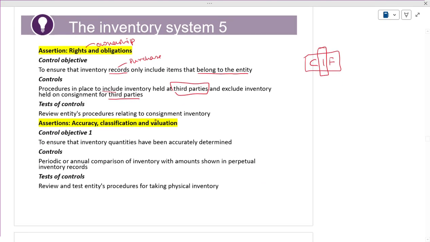What are the controls? Review procedures, entity procedures. What is the procedure of consignment inventory?